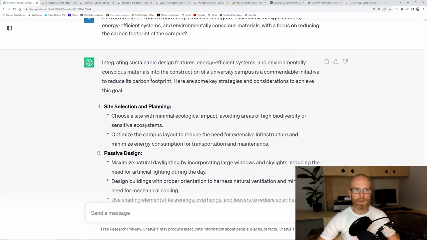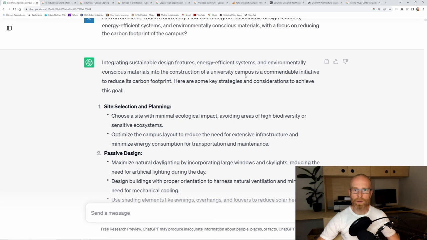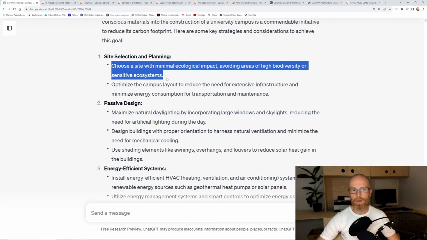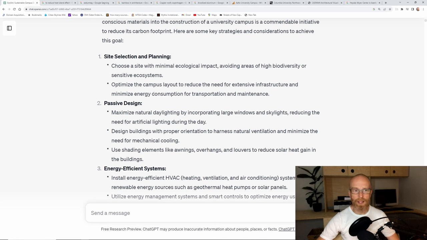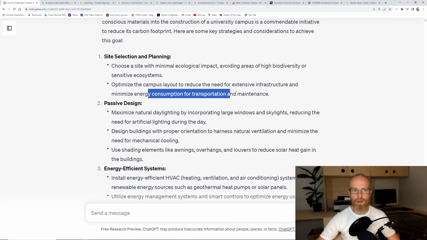And ChatGPT answers, integrating sustainable design features, energy efficient systems, environmentally conscious materials into the construction of a university campus is a commendable initiative to reduce the carbon footprint. Here are some key strategies for considering the goal. The site selection and planning, choose your site with minimal ecological impact, avoiding areas with high biodiversity and sensitive ecosystems. So that's very easy. We have an urban context, so that's not a problem. Optimize the campus layout to reduce the need for extensive infrastructure to minimize energy consumption.